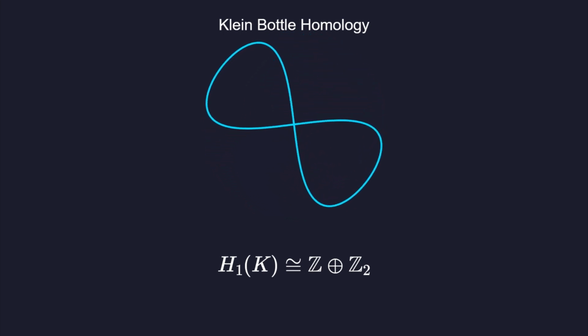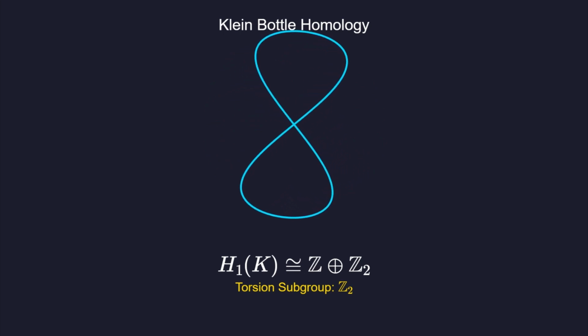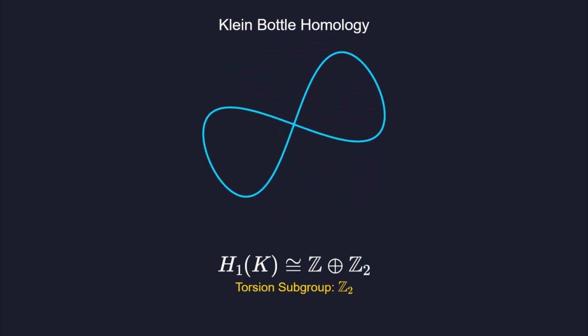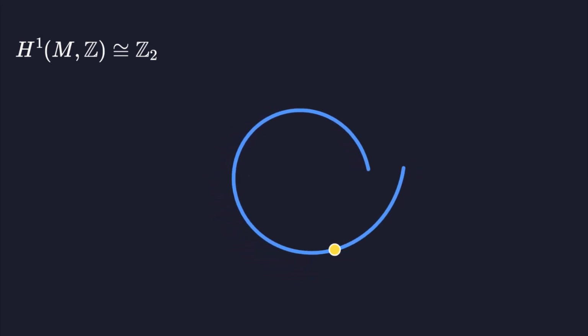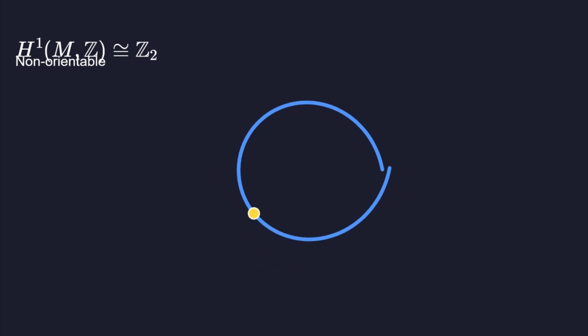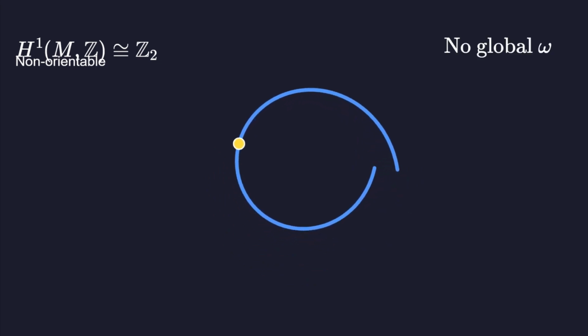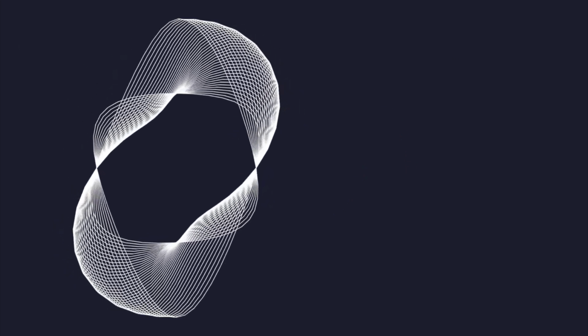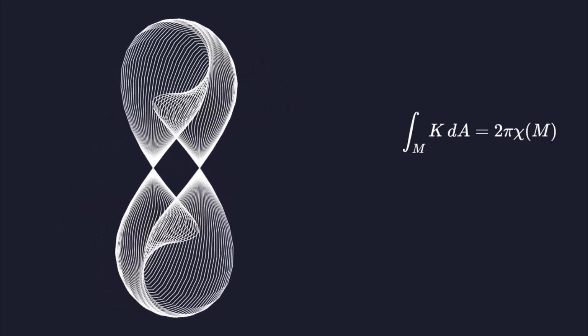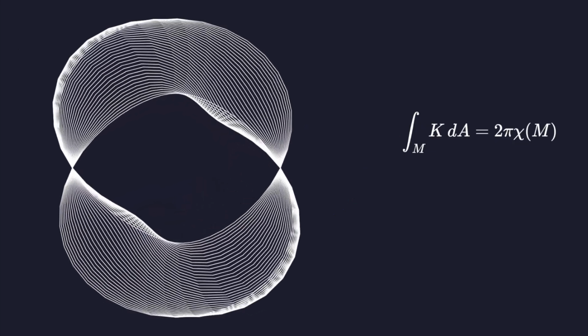Algebraic topology uses homology groups to classify spaces. The first homology group of the Klein bottle contains a torsion subgroup, reflecting its non-orientable, twisted nature. Because the first integral cohomology group reveals the presence of torsion, the manifold cannot support a top-level volume form, meaning it lacks an intrinsic invariant interior volume.